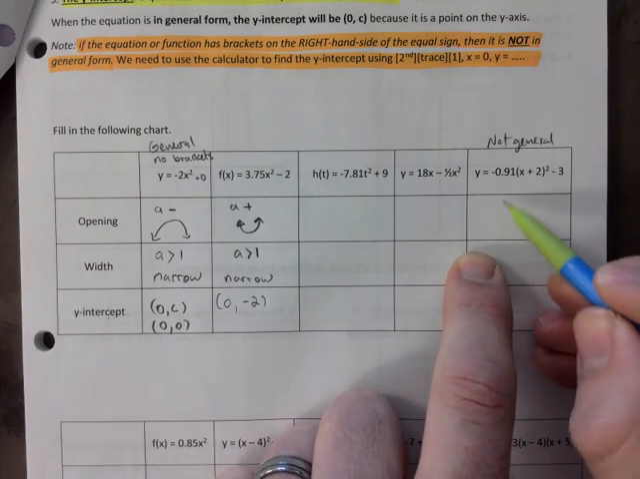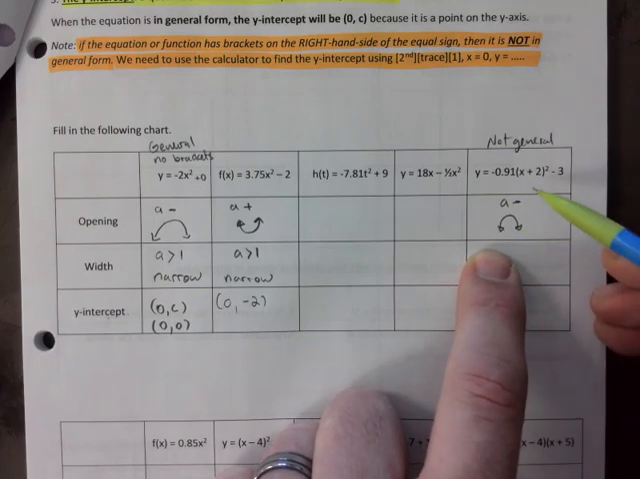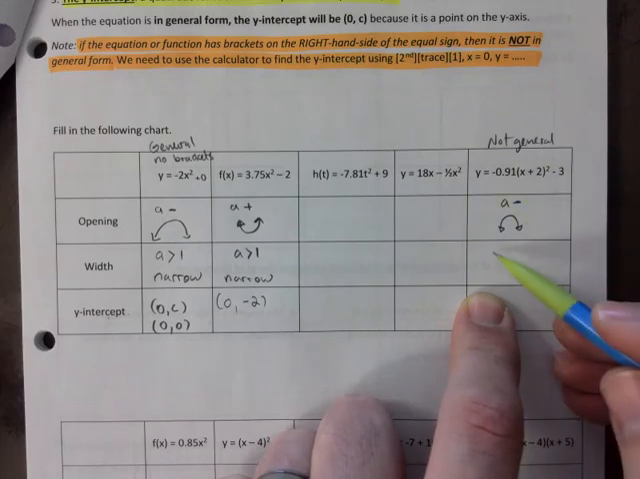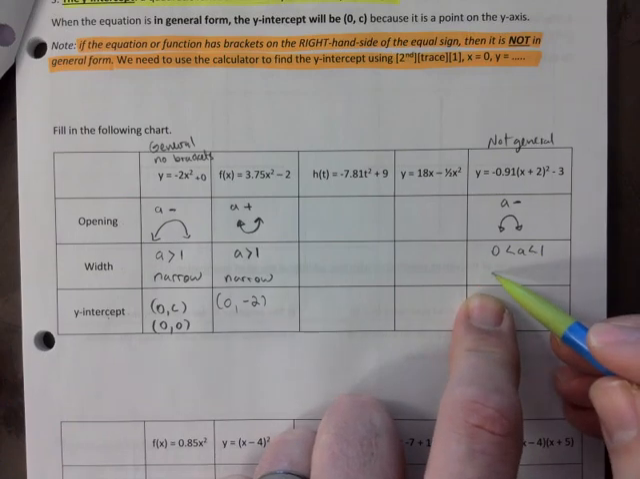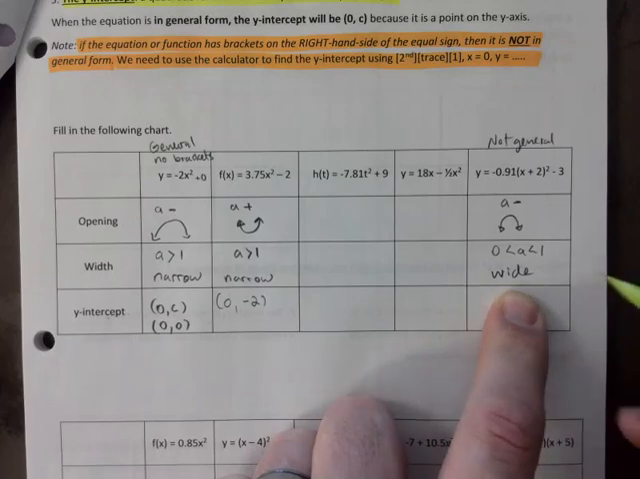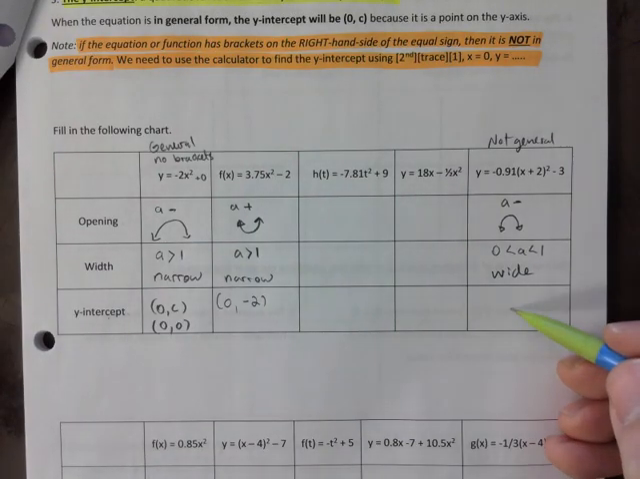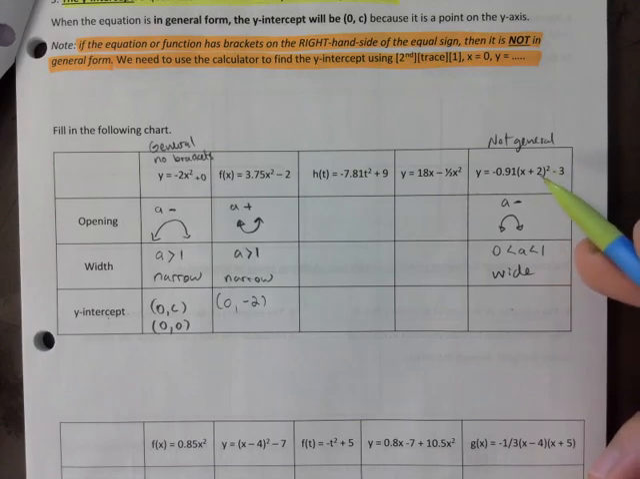Which way is it opening? A is negative, so this will be down. Okay? What's the width? A is between 0 and 1, correct? So that's how we write it. So this is going to be a wide curve. This curve would open up a bit more to the sides. And what's the y-intercept? You're going to say -3, and I'm going to say nope, it's not -3, because this is not in general form.